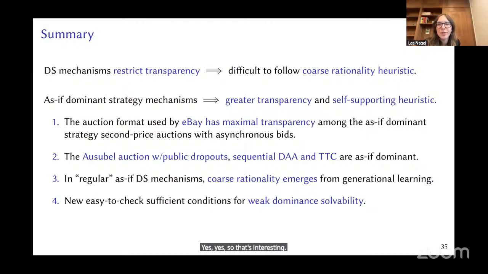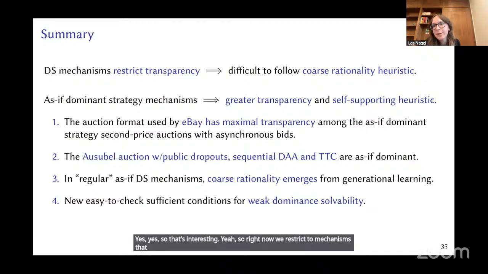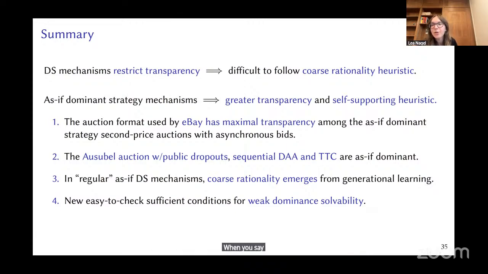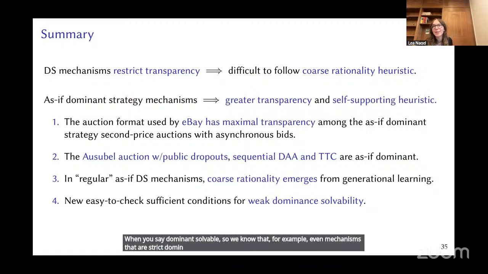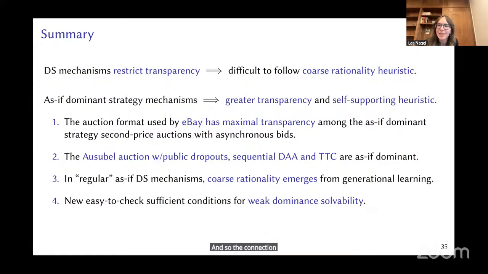Right now we restrict to mechanisms that are strategy-proof implementable choice rules. Now, when you say dominant solvable, we know that, for example, even mechanisms that are strict dominant solvable are not necessarily as-if dominant. For example, the beauty contest is not going to be an as-if dominant strategy mechanism, and it is weak dominance and strict dominance solvable. And so the connection is perhaps less clear than it might appear from the couple of things that I was able to talk about in this last section.